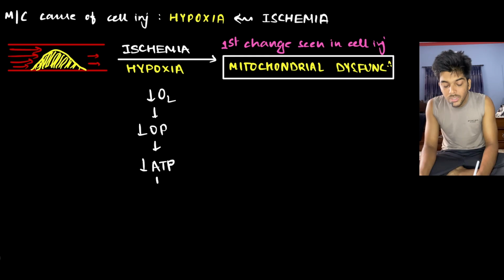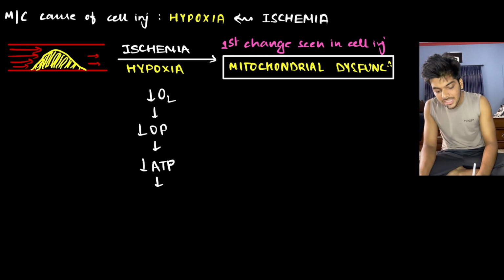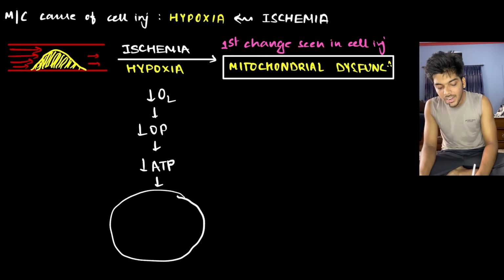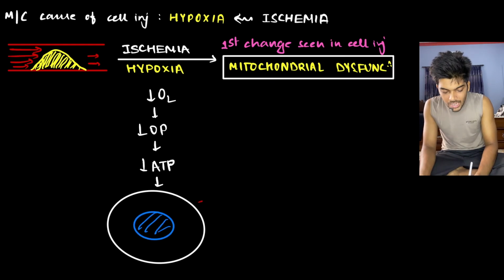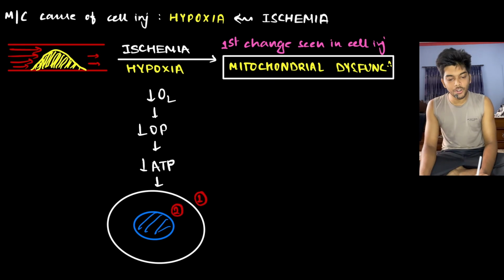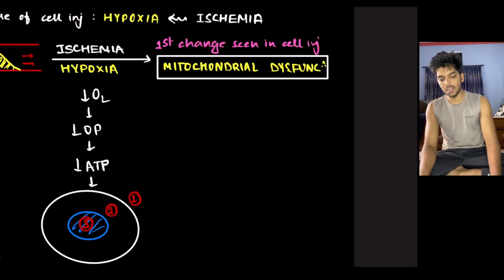When there is reduced ATP synthesis within the cell, changes at 3 different levels take place. Number 1, at the level of plasma membrane. Number 2, at the level of cytoplasm. And number 3, at the level of nucleus. Let's look at each of the changes. First, at the level of plasma membrane. So let's say this right here is a normal cell.